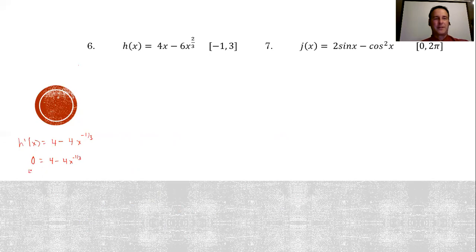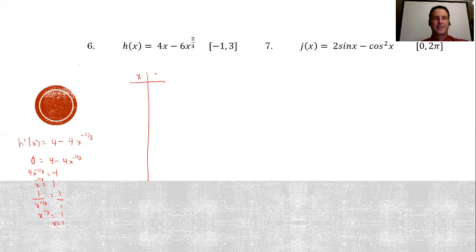Let's add the 4x to the 1/3 to this side. Let us divide by 4. Oh, that's negative 1/3, sorry. Gives you x to the negative 1/3 equals 1, which is 1 over x to the 1/3, which is equal to 1. Put a 1 underneath it if you want, and when you flip it, it just gives you the same thing. Okay, so basically, you got x equals 1 here.